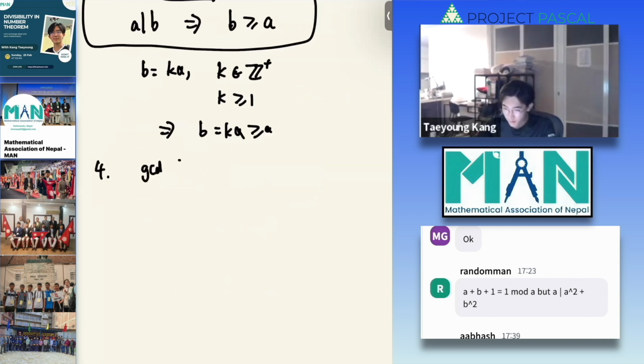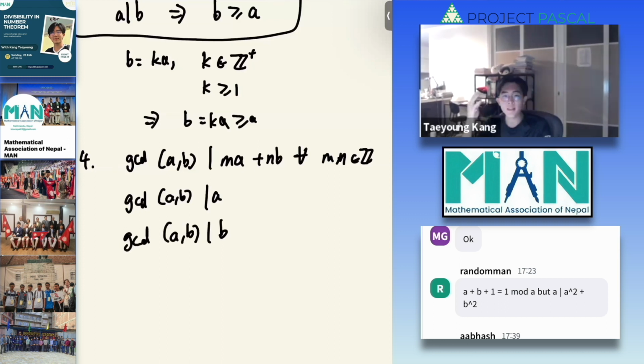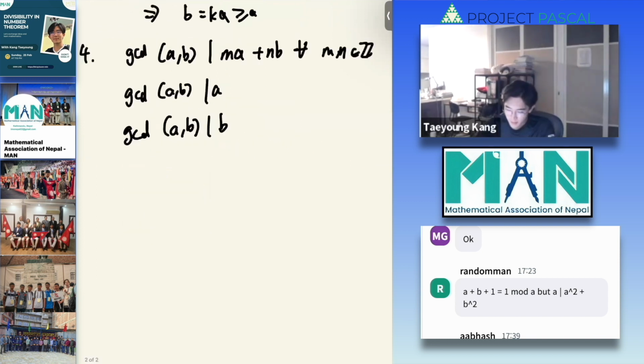GCD of a, b divides ma plus nb for all integers m, n. This is true because the GCD of a, b divides a, and the GCD of a, b divides b. So any linear combination of a and b will be divisible by the GCD of a and b. Just in case you don't know what GCD is, it is the greatest common divisor.